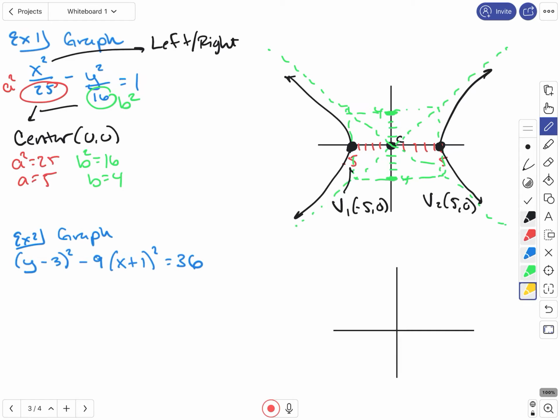Okay. Almost lastly, we're going to find the focus, or the foci, focal points. So we're going to use c squared equals a squared plus b squared, which is going to be 25 plus 16, which is 41. Okay, so that's some decimal. Let's quickly calculate what that decimal is. So the square root of 41 is 6.4 approximately.